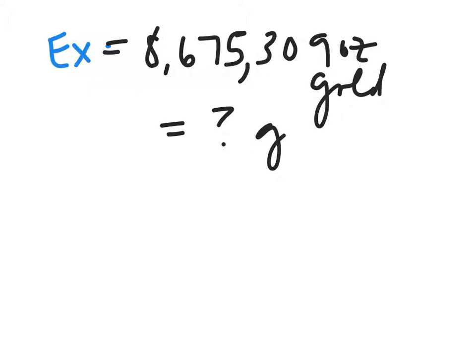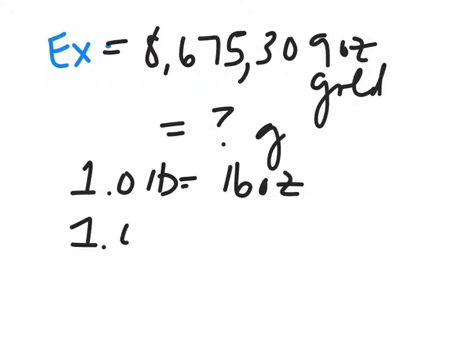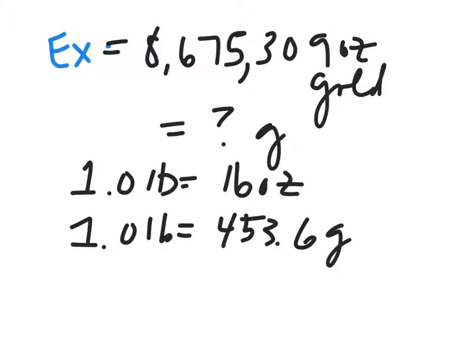Let's say instead I know that there is 1 pound, and that's equal to 16 ounces. And I also know that 1 pound is equal to 453.6 grams. So in this example, I'm going to have to use 2 conversion factors. A relationship between ounces and pounds and a relationship between grams and pounds in order to get to the final answer of how many grams are in my ounces of gold.